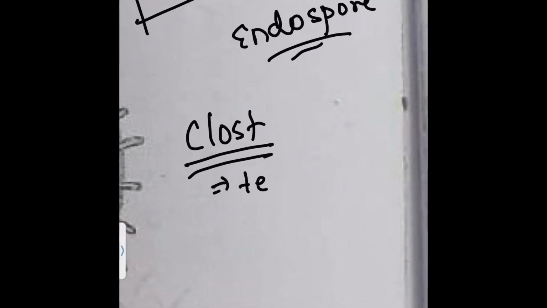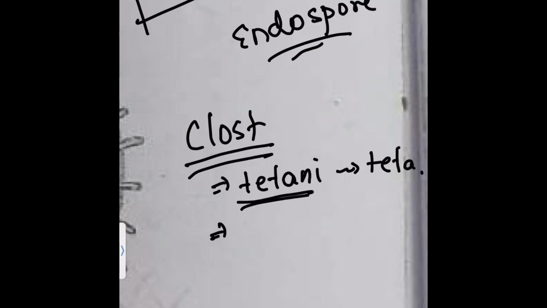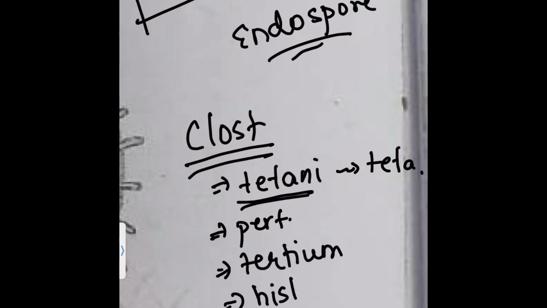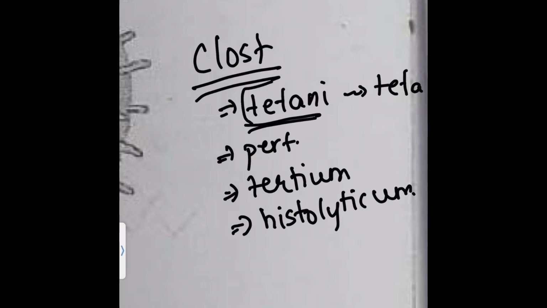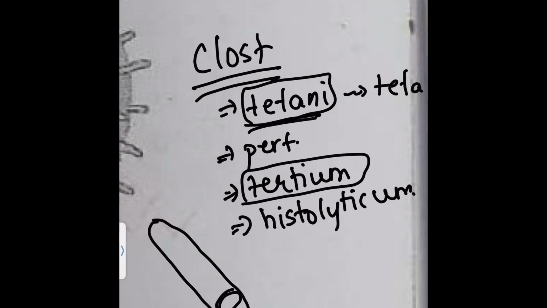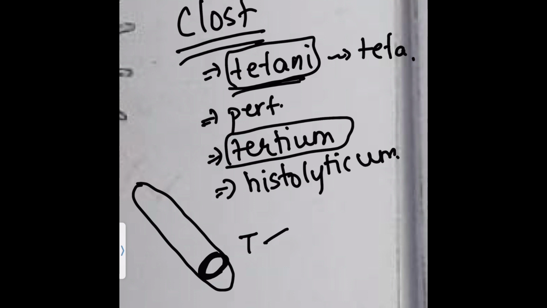You are familiar with tetani, are you not? Clostridium tetani is the one which causes tetanus. There are others also, perfringens or tertium or histolyticum. Just be familiar with these names. So these, T for tetani, T for tertium, have terminal spores. Terminal, T for terminal, T for tertium.